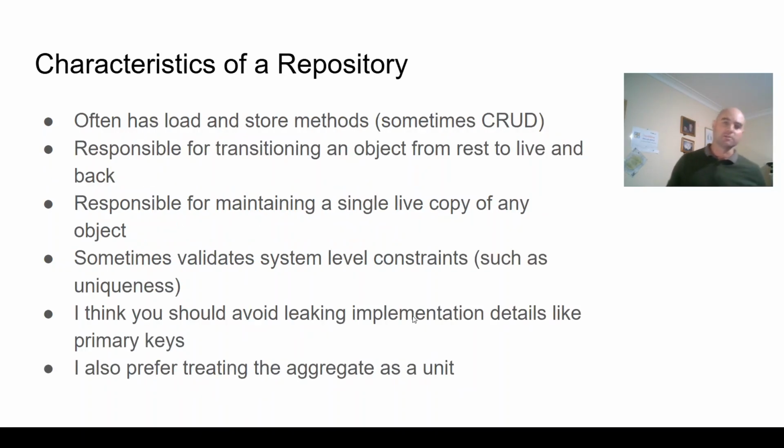So what are some characteristics of a repository? Well, often it has a load and a store method, where you write the object and then you load it back out again at a different time. Sometimes CRUD, and that's partially an implementation concern that's leaking out of the repository. Yes, deletions are important, but often you can get away with soft deletes.